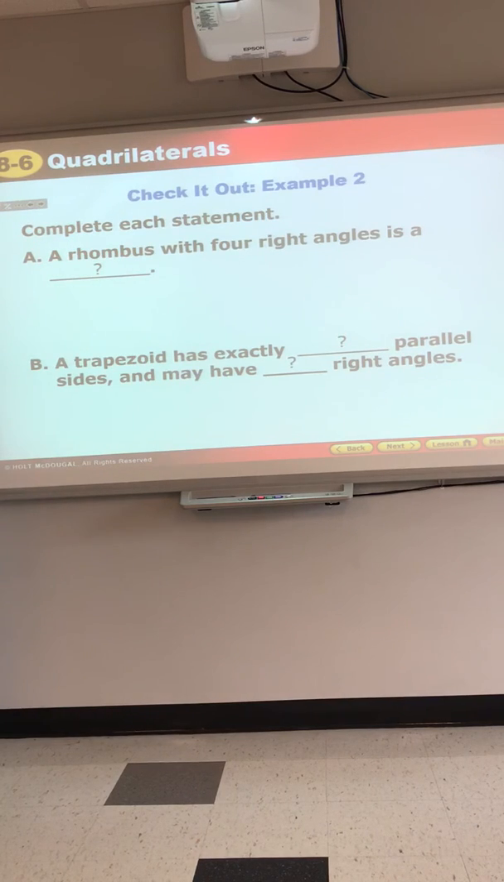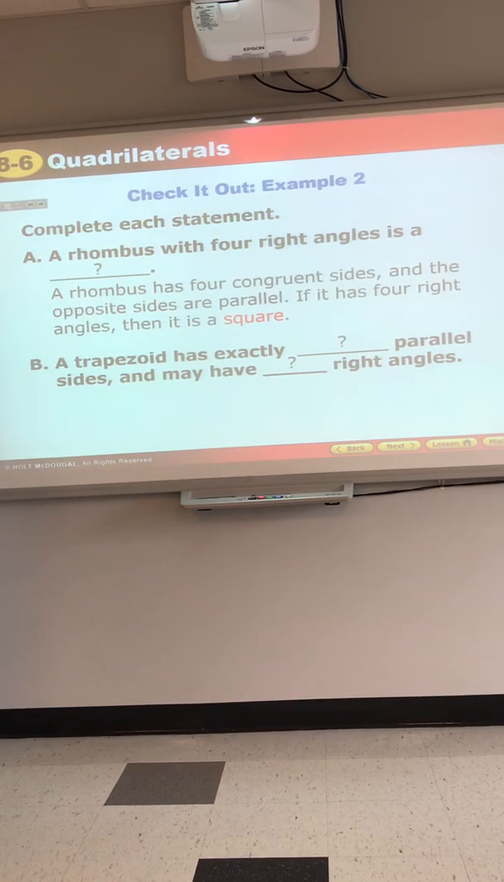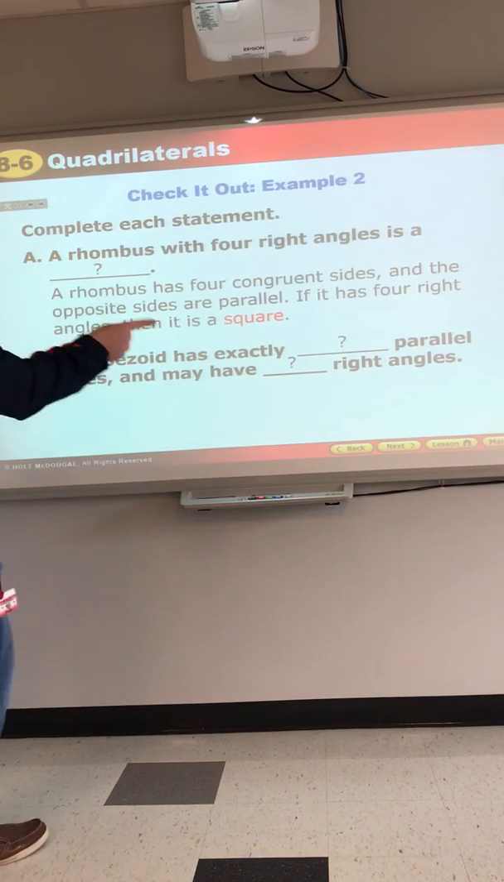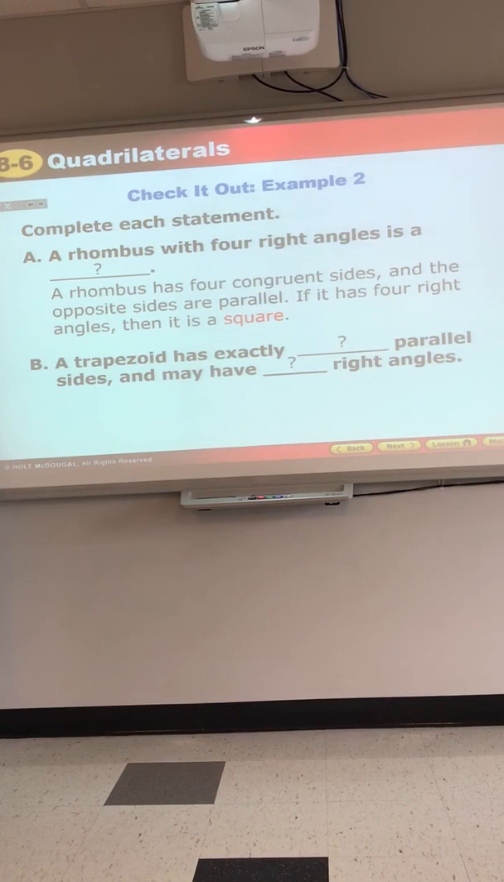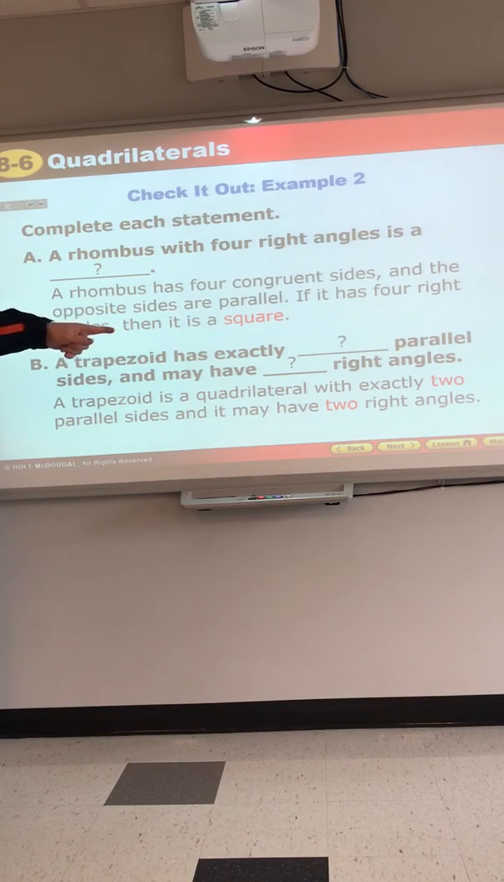A rhombus with 4 right angles. Ooh, rhombus and what else were very similar except for the angles? That would be the square. A trapezoid has exactly 1 pair of parallel sides and may have 2 right angles, but it doesn't have to. 2 right angles, 2 parallel sides, or 1 pair of parallel sides.